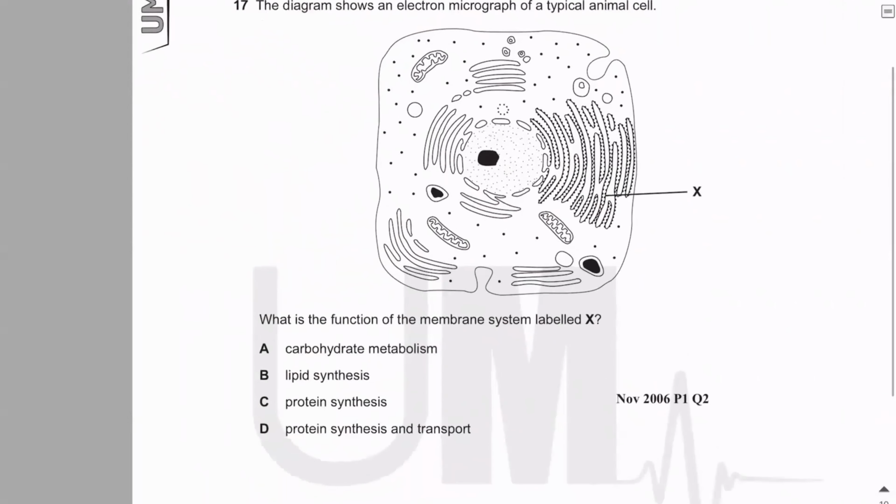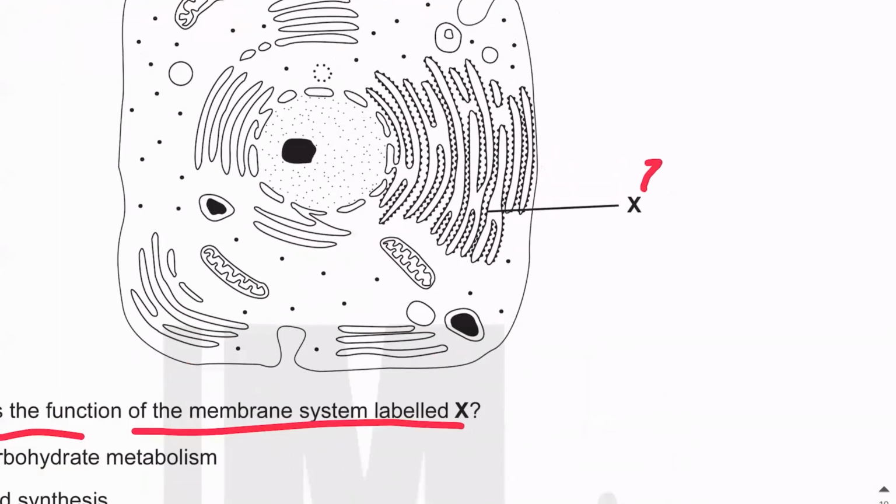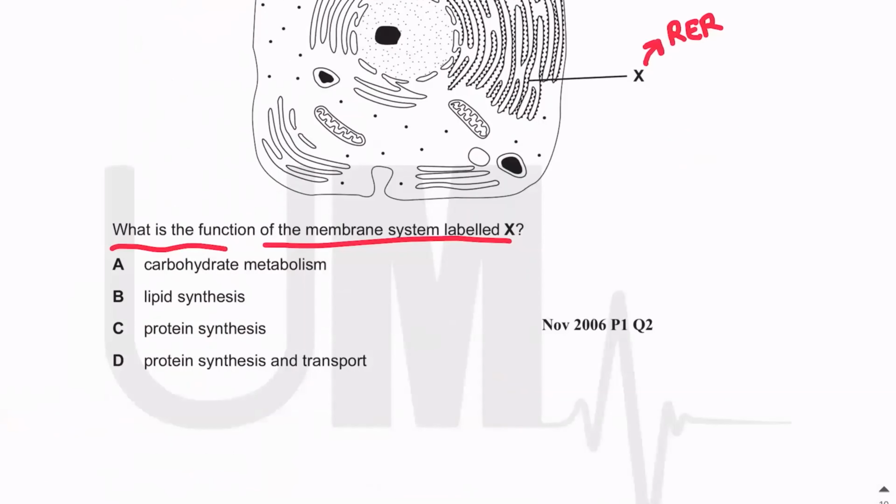MCQ number 17. The diagram shows an electron micrograph of a typical animal cell. What is the function of the membrane system labeled X? So what is X? Can you tell me? Yes. Rough endoplasmic reticulum, RER. Okay. So what do you think is the function of the rough endoplasmic reticulum? We discussed that the function of the rough endoplasmic reticulum is protein synthesis and transport. So what do you think is the best option? D.